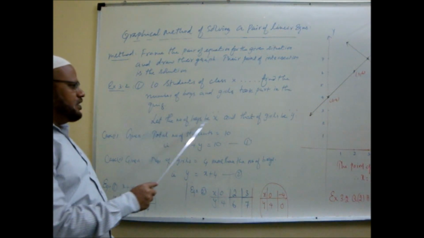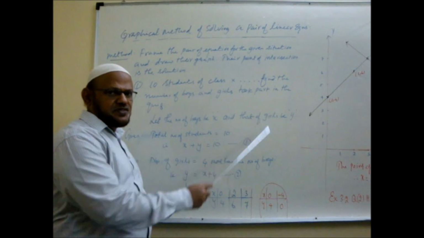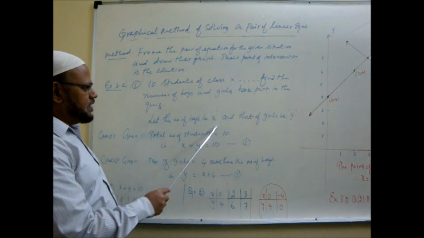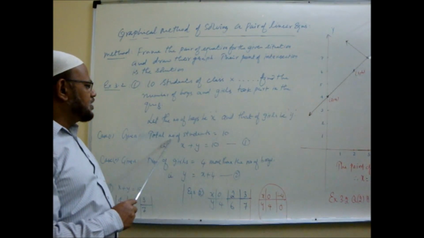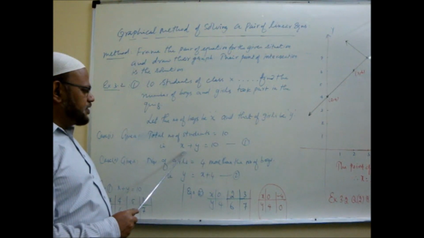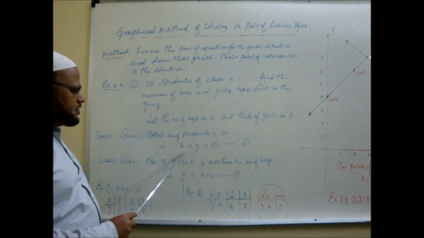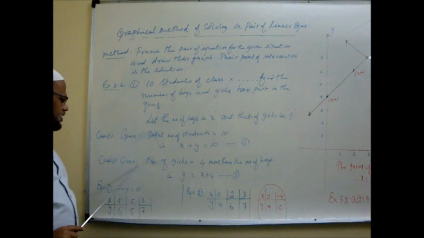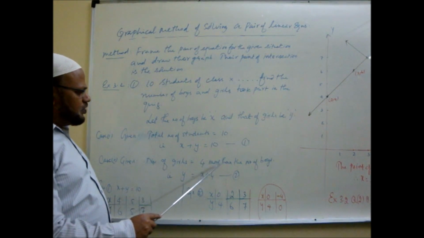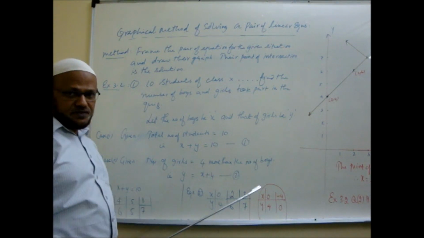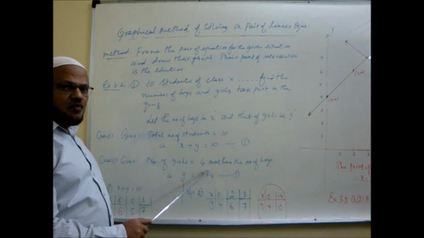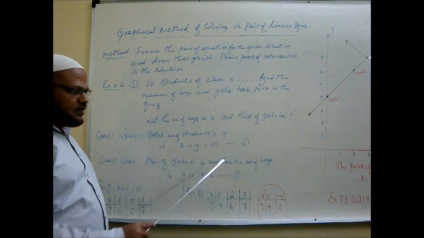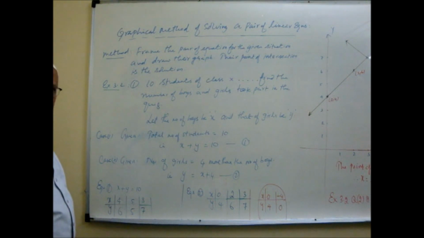You can take the number of boys as x and girls as y, or whatever it is. Number of boys x I have taken, number of girls y I have taken. The first statement says that there are totally 10 students. So what is that? x plus y is equal to 10. So the first equation is ready instantly. Second one: the number of girls is 4 more than the number of boys. The number of girls is y, so y is equal to x plus 4, which is 4 more than x. Second equation ready.